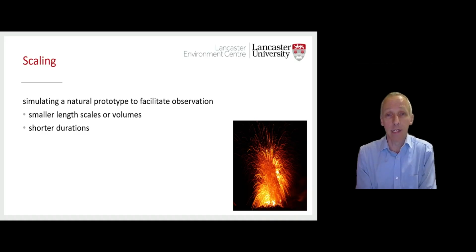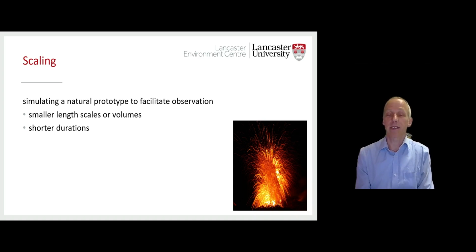And so scaling is how we try to usefully represent a system of interest, what we call the natural prototype, at a model scale that can help us observe what is actually going on. So, for example, if our natural prototype is the volcanic system, to be able to usefully explore things in the laboratory, we generally need to be able to reduce the length scale to fit inside a room, or to consider much shorter time scales so that experiments are feasible to run.